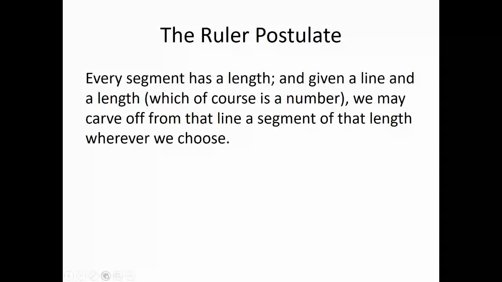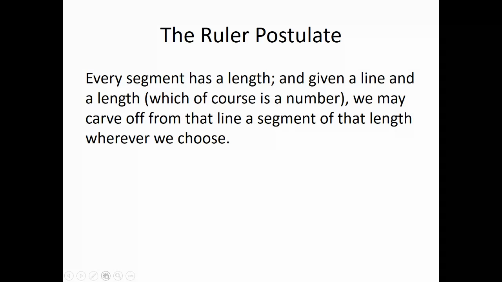Now, next, the ruler postulate. It says, first of all, that every segment has a length, and that should seem obviously true. Remember the distinction that we made previously between a segment and its length. A segment is a geometrical object, of course, composed of points, as every geometrical object is composed of points. However, the length of a segment is a number. So with every segment, we have an associated number that gives its length. And now the second part of the postulate: given a line and a length, we may carve off from that line a segment of that length wherever we choose.